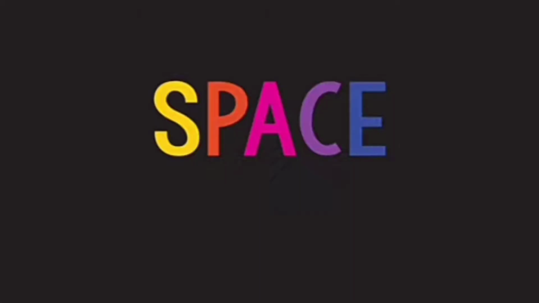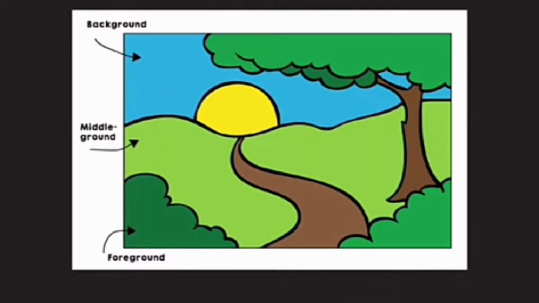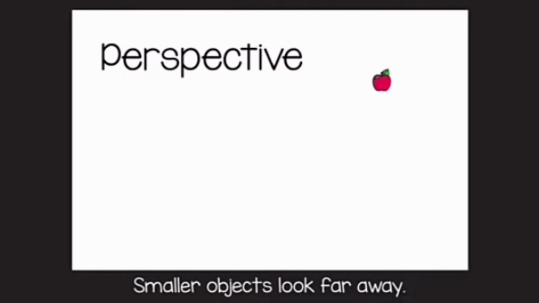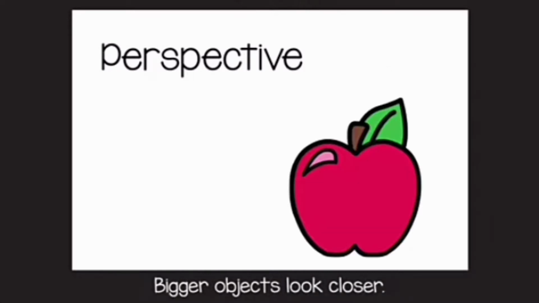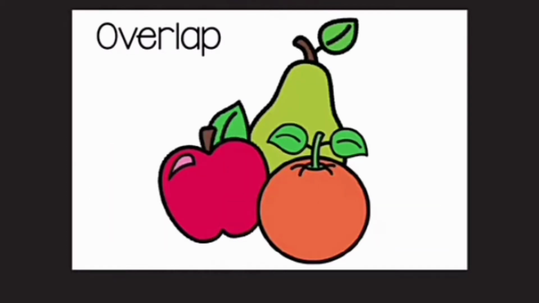Space. Space is the way that things are arranged in art. Space is used in many different ways. One way is when we talk about the background, middle ground, and foreground. The background is in the back, the middle ground is in the middle, and the foreground is in front. To make something look far away, you can draw it smaller. To make something look closer, you can draw it bigger. This is called perspective. Another way to use space is to overlap objects. Here, the fruit all look next to each other, but here, the fruit overlaps and you can see that the orange is in front and the pear is in back.